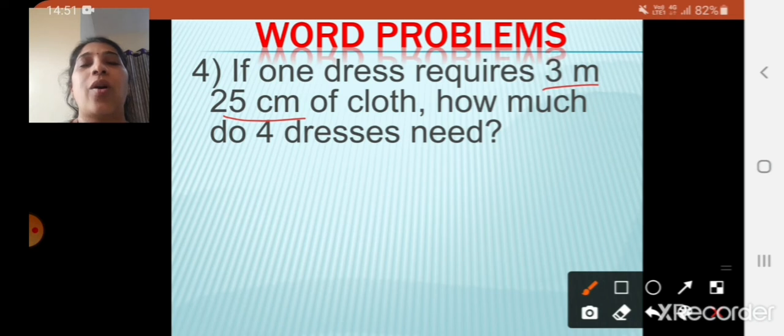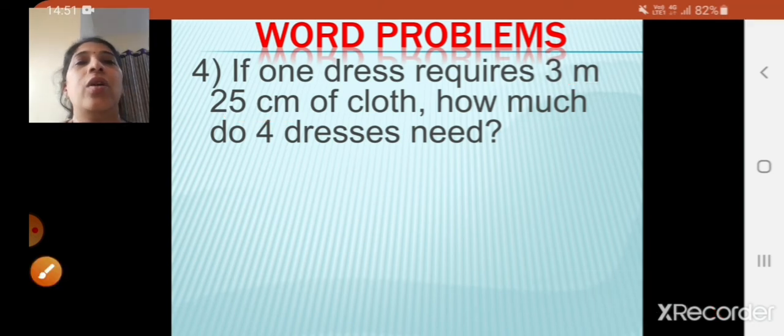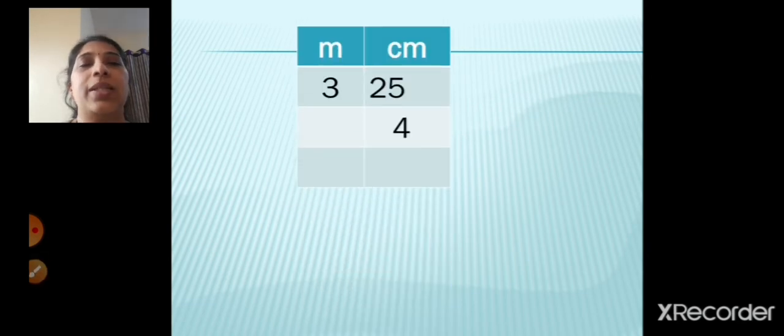So you will not use addition, not subtraction, not division also. So this will be a multiplication, right? So here again what you will do? You will make 2 columns, meter and centimeter, right? So first, one dress requires how much? 3 meter and 25 centimeter. So 3 you will write in the meter column, 25 you will write in the centimeter column. And you have to find out for 4 dresses.